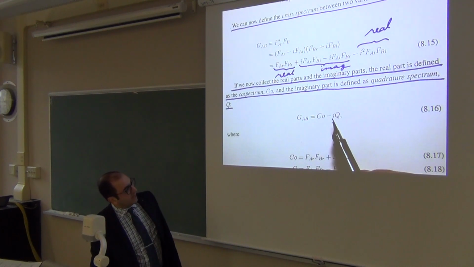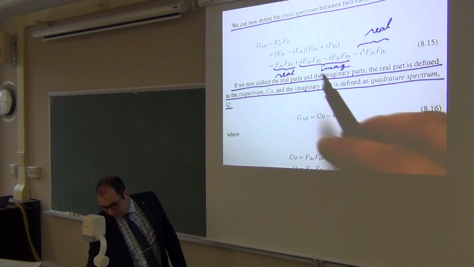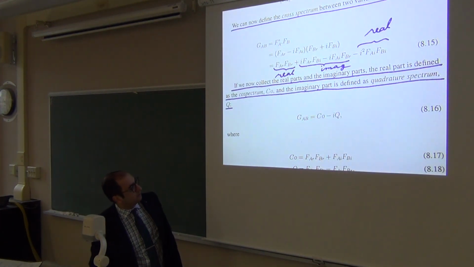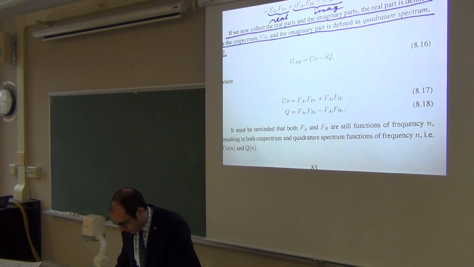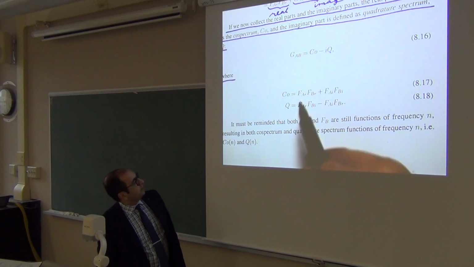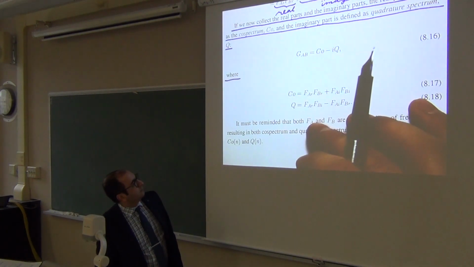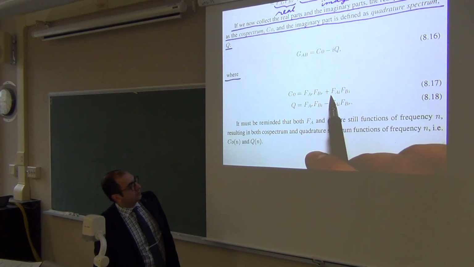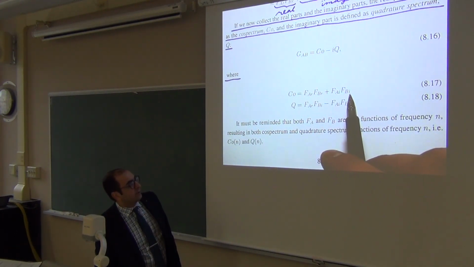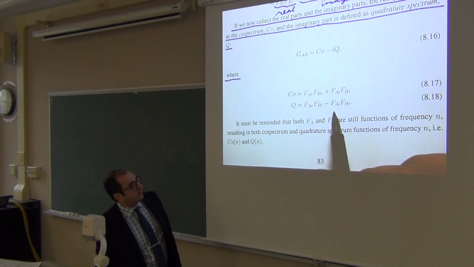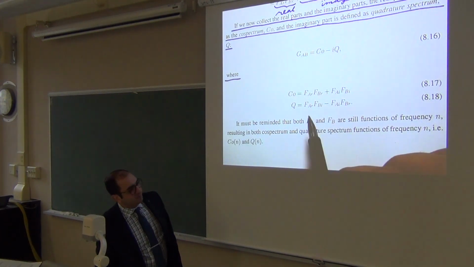Of course, I factored i out of the imaginary parts, so q does not contain i factored out. So again, this is the co-spectrum. It's the product of the real part of A and the real part of B, plus the product of the imaginary part of A and the imaginary part of B. Quadrature is the real part of A times the imaginary part of B, minus the imaginary part of A times the real part of B. Again, all of these are frequency dependent.